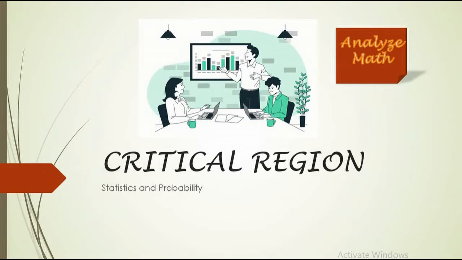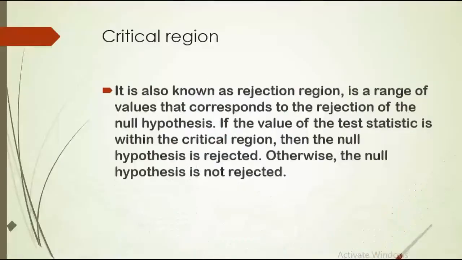I'm now going to discuss the critical region. Critical region, also known as rejection region, is a range of values that corresponds to the rejection of the null hypothesis. If the value of the test statistic is within the critical region, then the null hypothesis is rejected. Otherwise, the null hypothesis is not rejected.